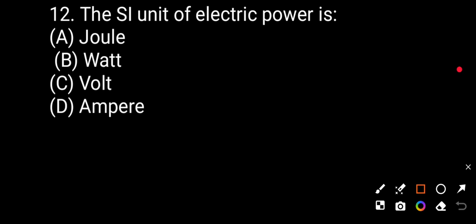Question number 12. The SI unit of the electric power is option A joule, option B watt, option C volt, option D ampere. Correct answer watt.